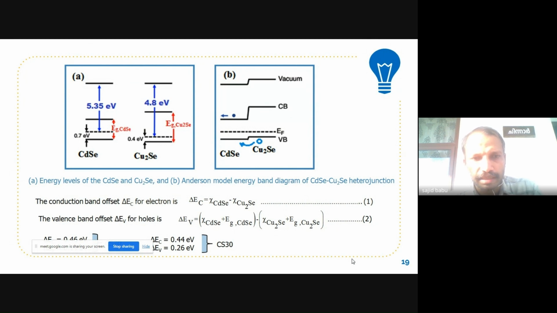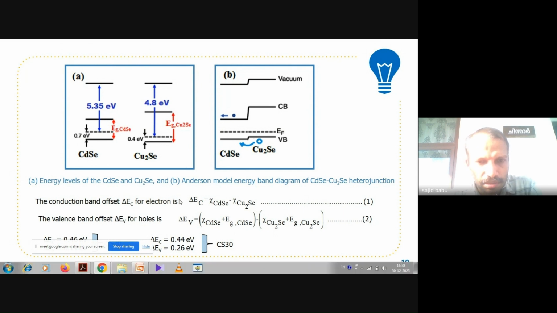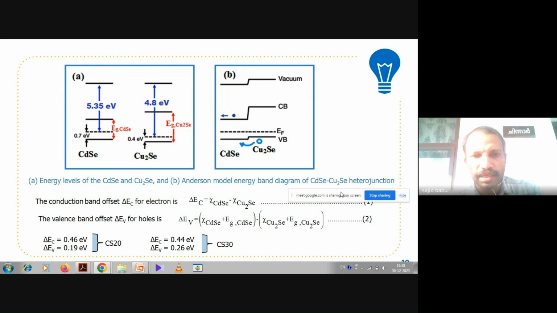The conduction band values. The conduction band offset delta EC for electrons we have determined using the equation chi CDSC minus chi C2SC, and the valence band offset for holes we have determined using equation 2.